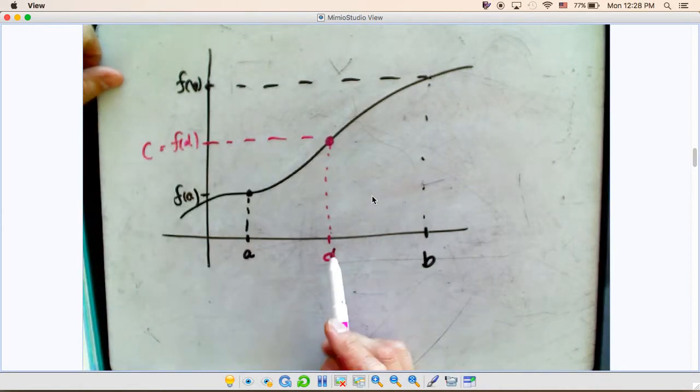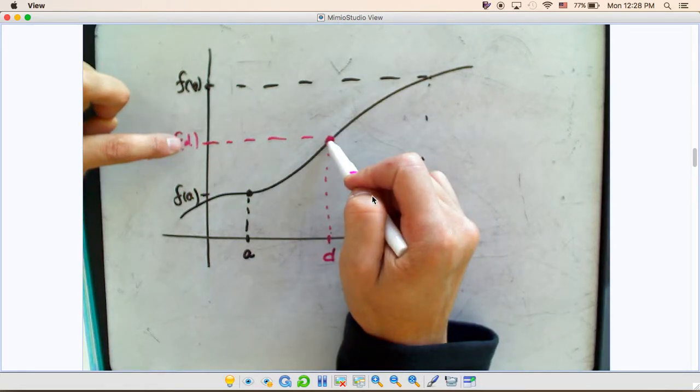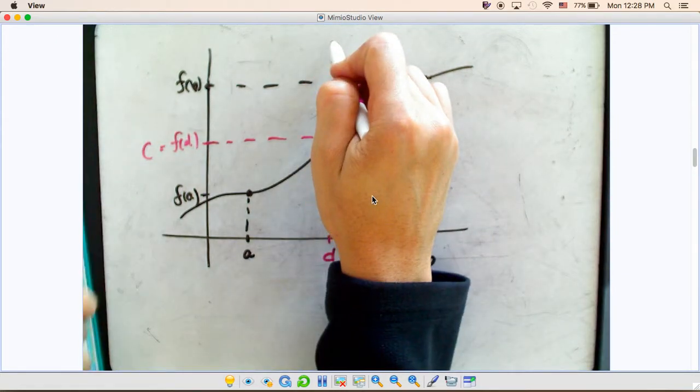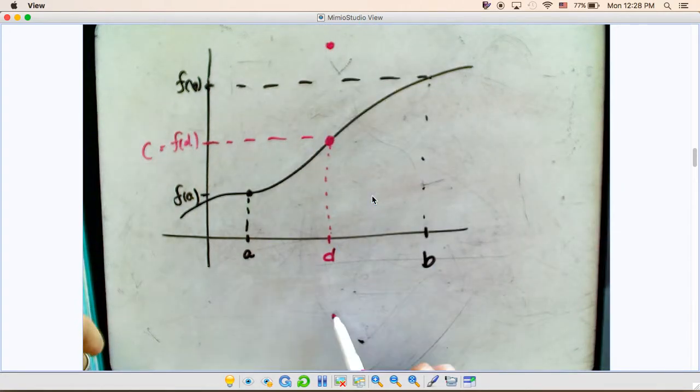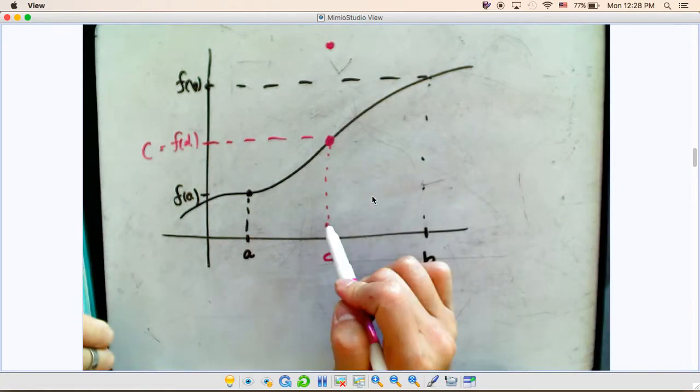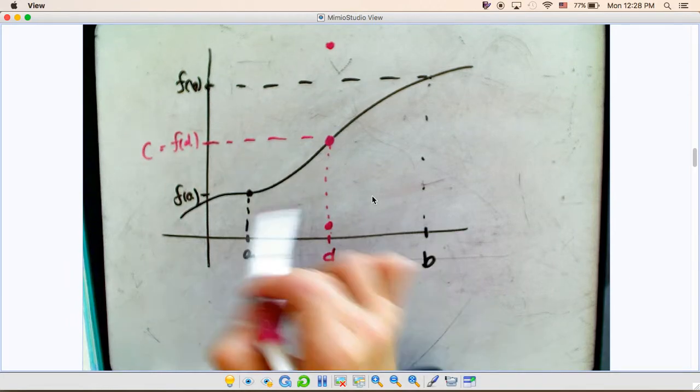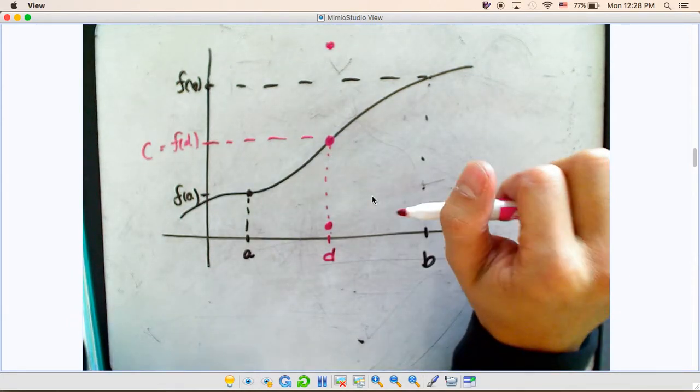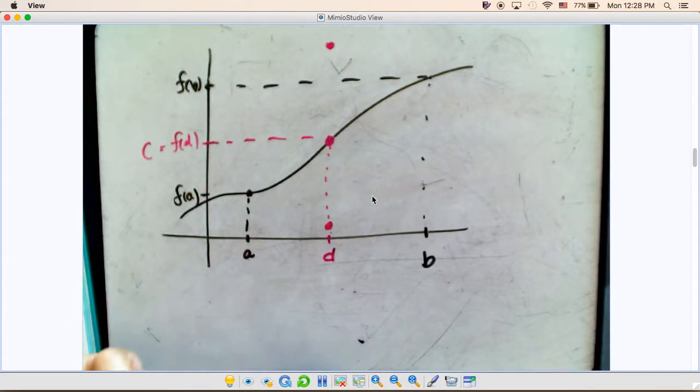Okay, so if you take any d here, there is no way that the value at this point would jump up outside of the range like this, or somewhere over here. That's not going to happen if it is a continuous function. So that's what the intermediate value theorem is for polynomials.